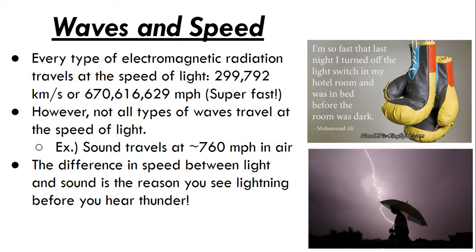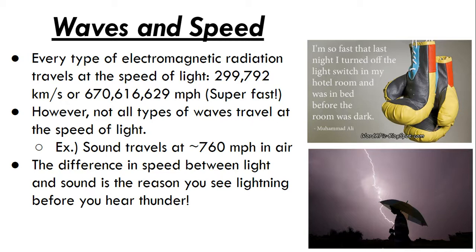Right, last part here, let's talk about waves and speed. Every type of electromagnetic radiation travels at the speed of light. How fast is the speed of light? 299,792 kilometers per second, or about 670,000 miles an hour. That's super, super fast. However, not all types of waves travel at the speed of light. Only light waves travel at the speed of light.